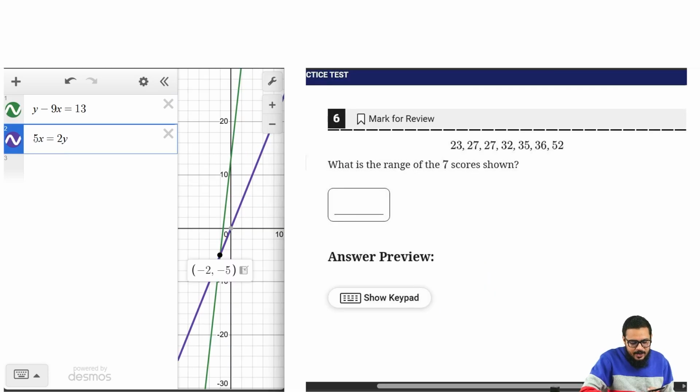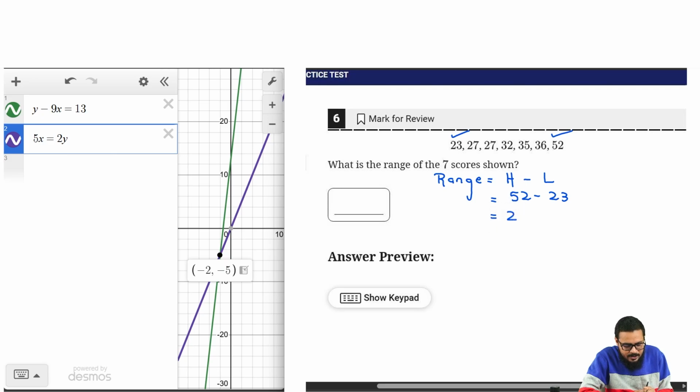What is the range of the 7 scores shown? So range, how do you calculate range in statistics? Range is always highest value minus lowest value of the set. So what is the highest value that you see in your set? I think the highest value is 52 and the lowest value is 23. So I can just write this down as 52 minus 23, right? So what is 52 minus 23? That's 29. So 29 should be the right answer for this question.